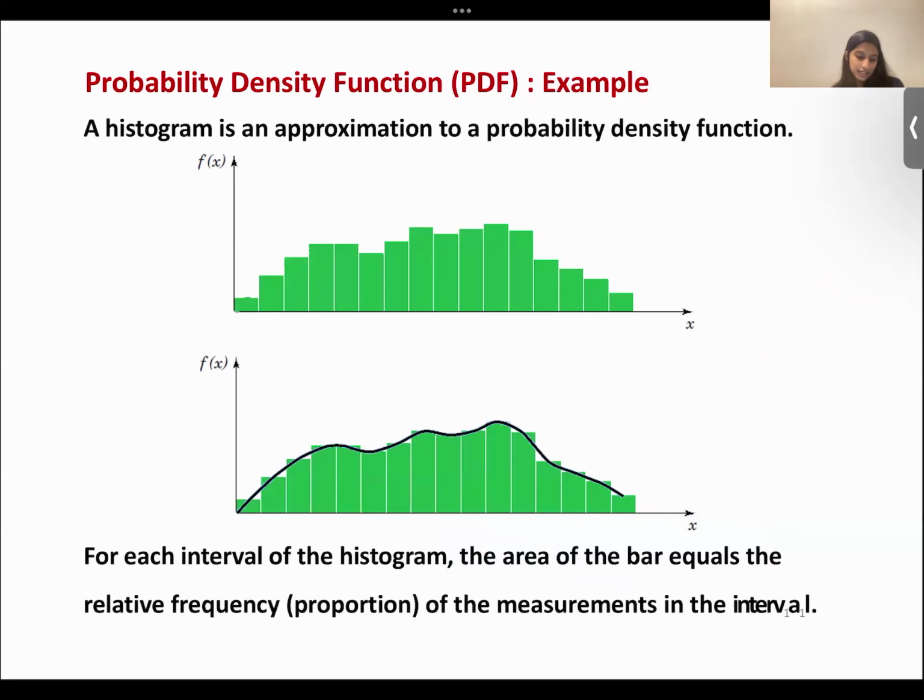So in other words, it's just like multiple histograms, like small data points over here. And then you have its center value and you just connect all these values and you get a distribution curve. So it's just like an interval. So for each interval in this histogram, the area of each bar equals the relative frequency of the measurements in that particular interval.